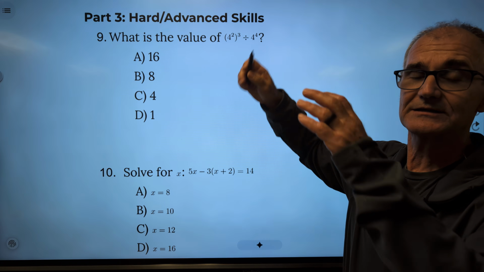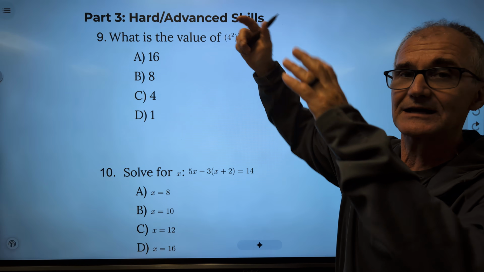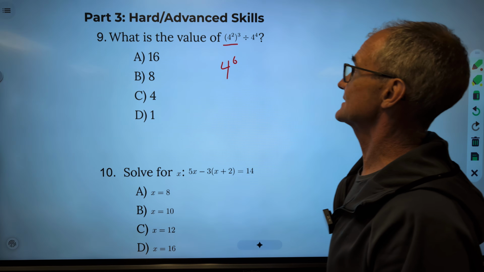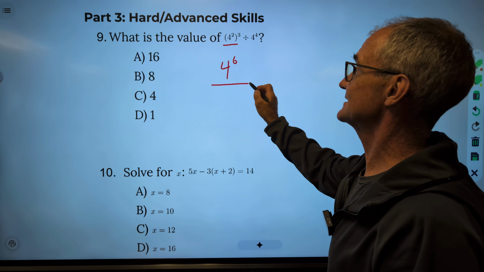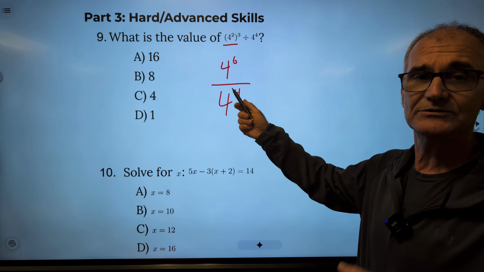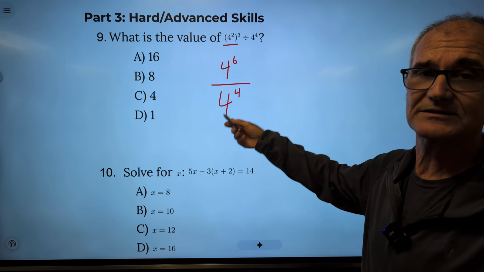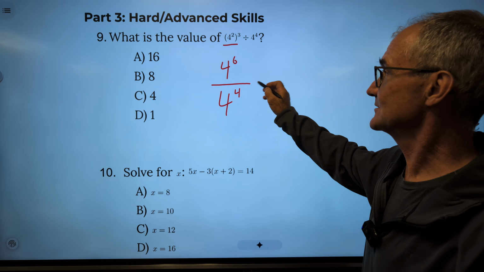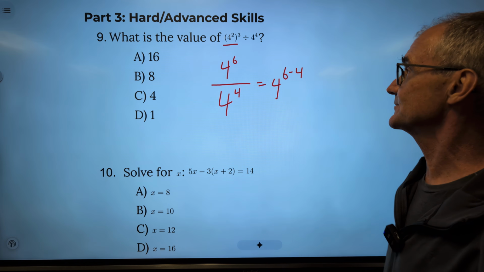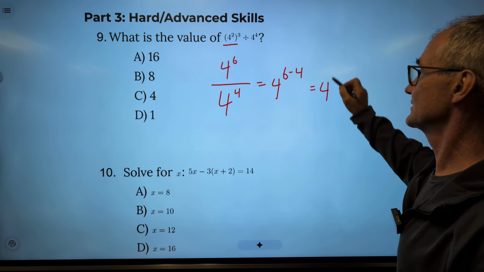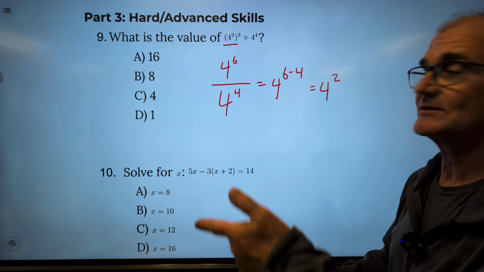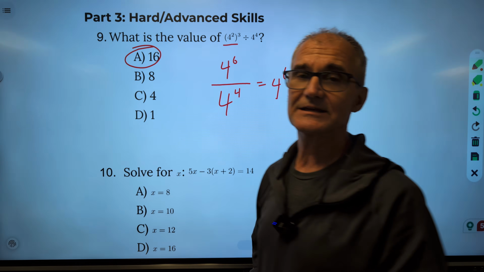When I have a quantity to an exponent, I've got to multiply them. So this part right here is 4 to the 6th. It is being divided by 4 to the 4th. This is asking you, do you know the rules of exponents? When the bases are the same and you're dividing, your base stays the same, and you subtract exponents: 6 minus 4. So I have 4 squared. That answer is not there, but 4 squared means 4 times itself. Correct answer, answer A, 16.